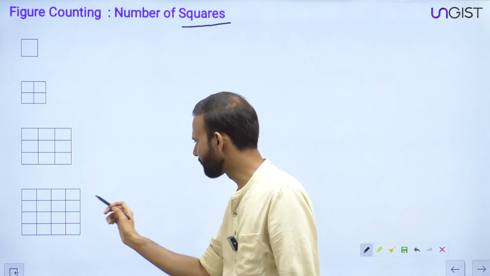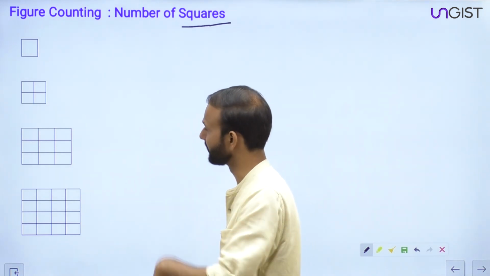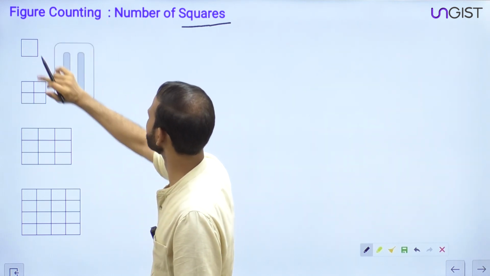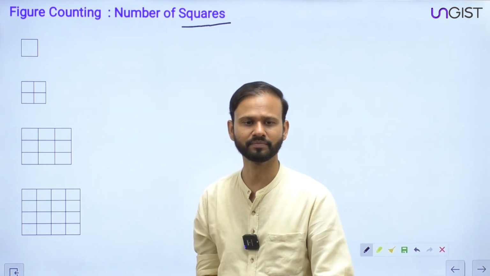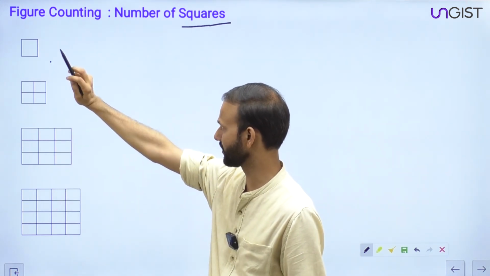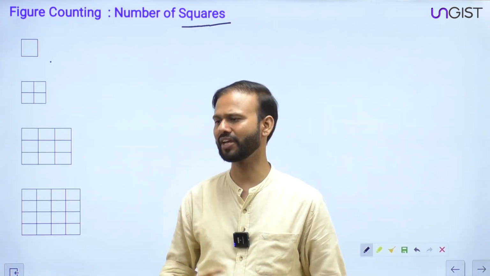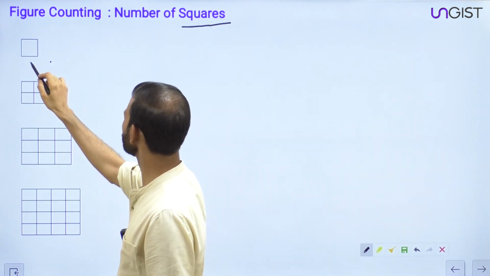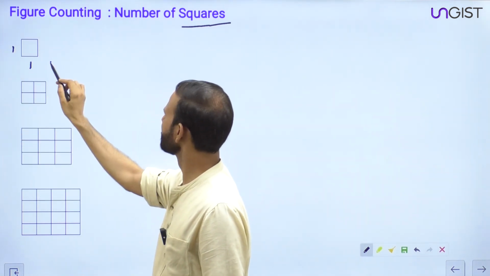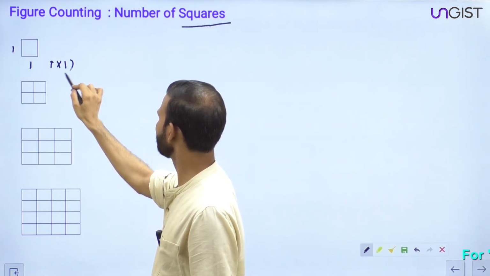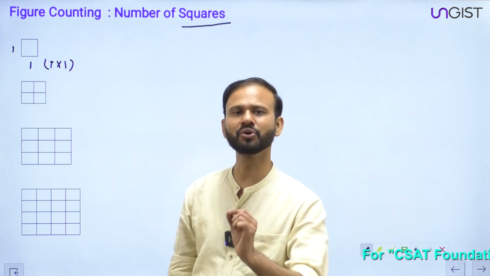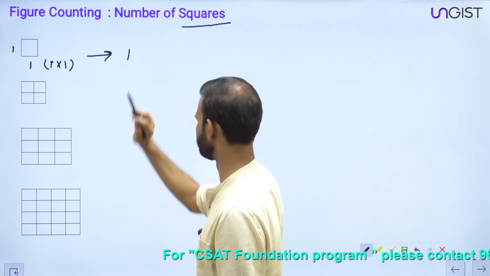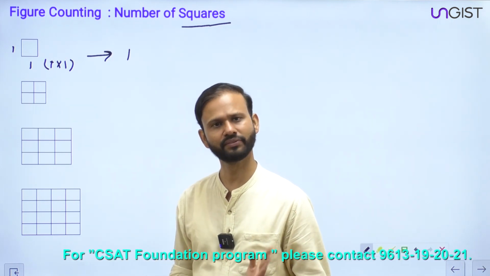Here we have 4 types of square. See, in this first figure, how many squares do we have? We have only 1 square. Let's say this is 1 unit, and this is also 1 unit. So this is a square of the order 1 by 1. Only 1 square is here. Correct, all of you?